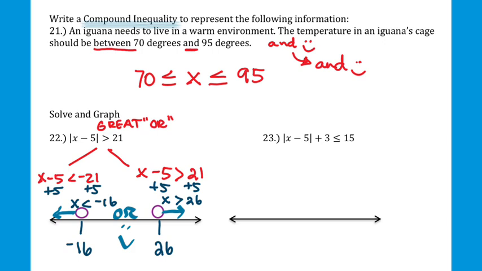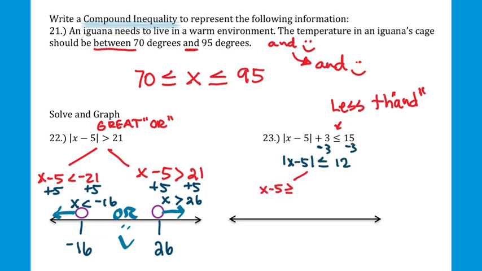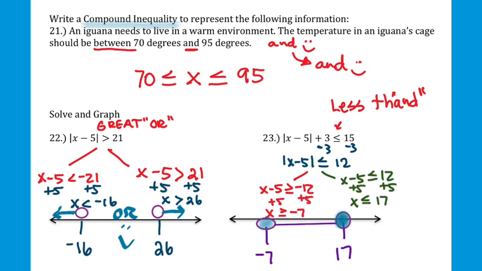On 23, I need to isolate the absolute value first after noting that it is a less than situation. So I subtract 3 from both sides. Now I can write my two inequalities, solve, and graph. And we see that this indeed is an and situation because it's between -7 and 17.